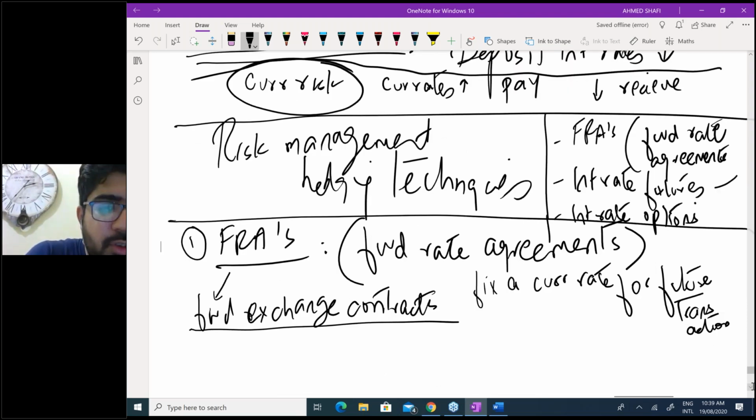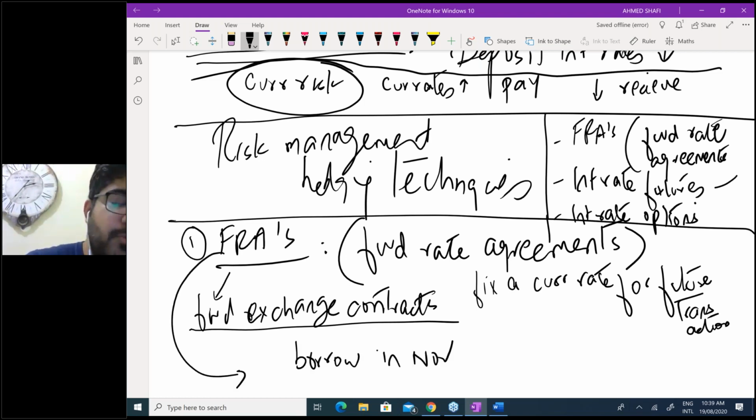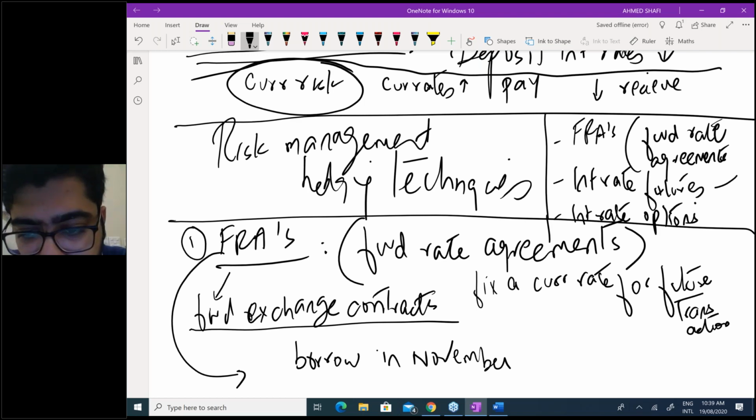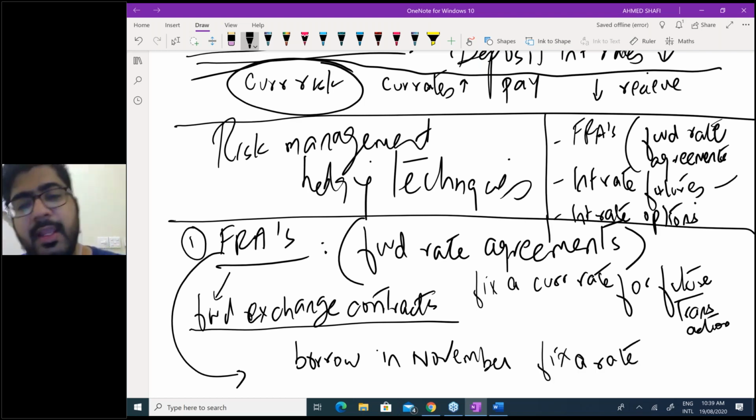Okay. In FRA, let's suppose you plan to borrow in November. What is the risk? The interest rates may go up. You fix a rate. Let's suppose you're afraid that interest rates may go up. You fix a rate with a financial institution or bank. Let's suppose you lock the rate at 10%. This is FRA. That rate is fixed. What happened in a forward exchange contract? The currency rate is fixed. What happens in FRA? The interest rate is fixed.